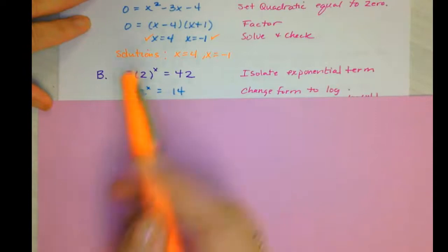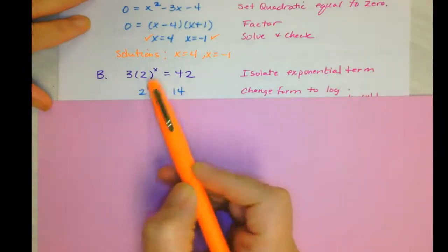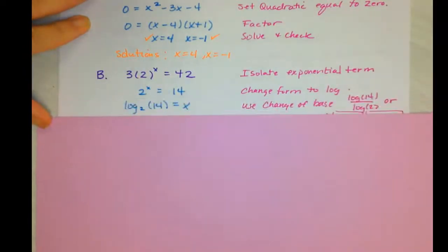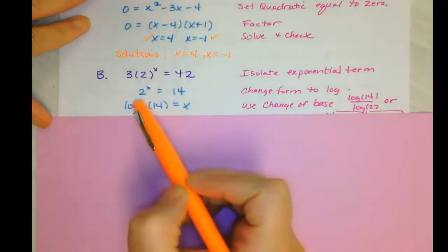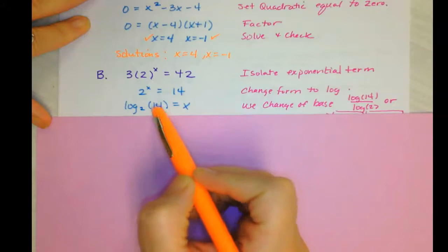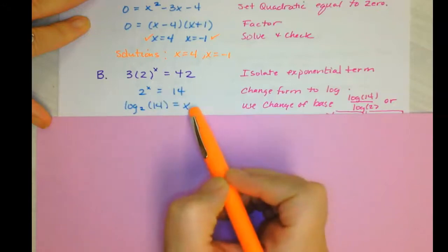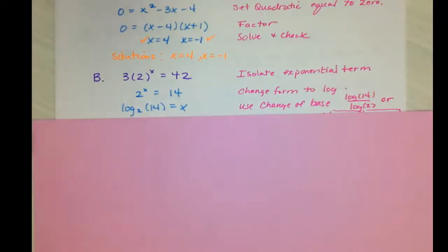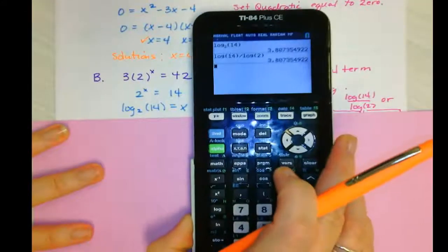And then to get the x, the variable that's in the exponent, down into the problem, I need to convert it to a log. The base of the exponent is 2, so the base of the log is 2, the argument is 14, and the output to any log is a power. So now I have x isolated, so I can go into my calculator and work that out.